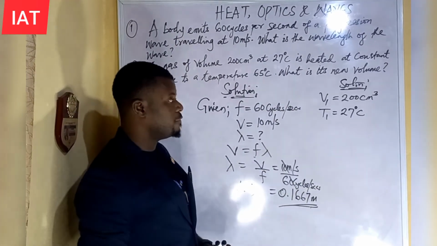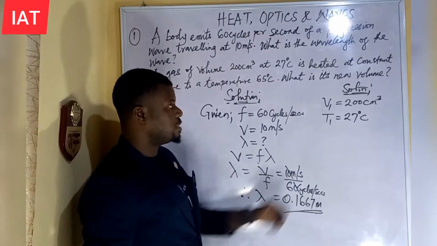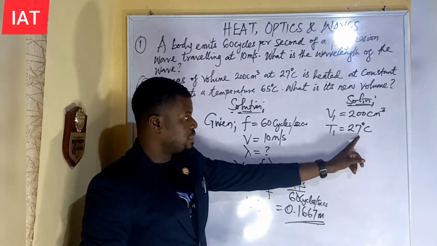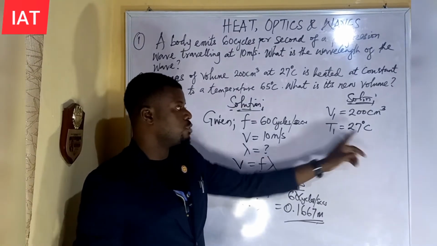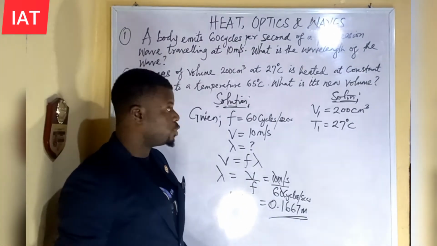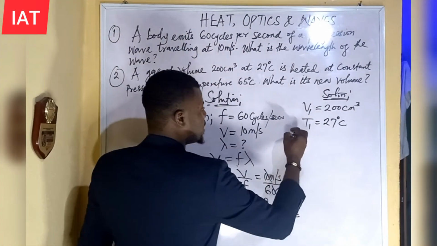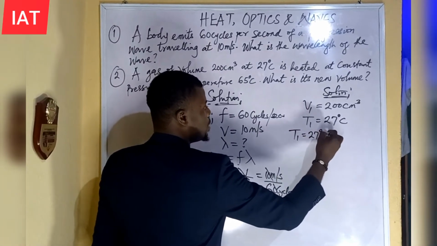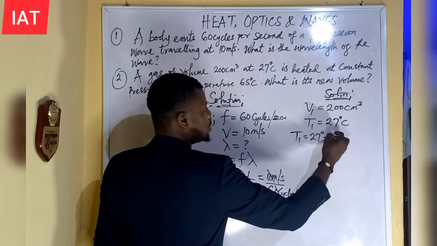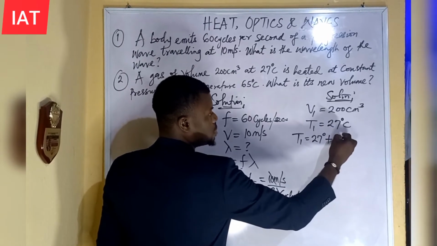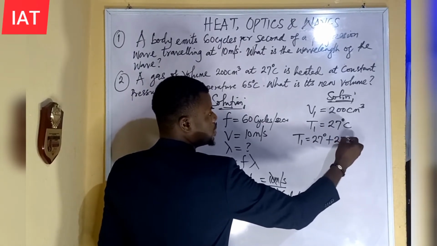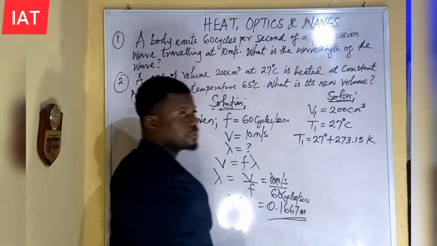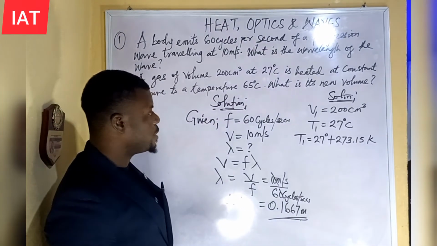The standard atmosphere is about 273.15 Kelvin. So that is to say, since it is not up to the standard atmosphere, we have to convert this 27 degrees Celsius to Kelvin temperature. And that way we say that T1 will be equal to 27 plus 273.15, all in Kelvin. So that is the conversion rate.